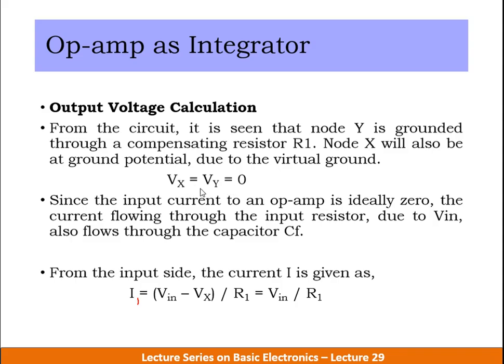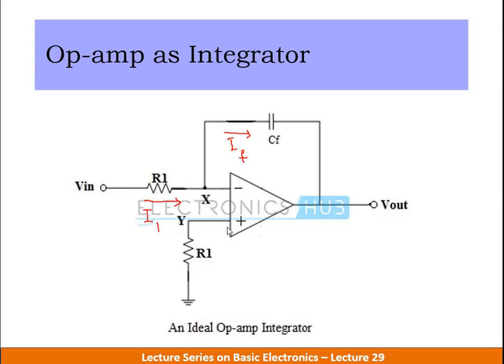Therefore Vx becomes equal to Vy becomes equal to 0. So the voltage at node X and the voltage at node Y become equal to 0. Since the input current to an op amp is ideally 0, the current flowing through the input resistor due to Vin also flows through the capacitor Cf.